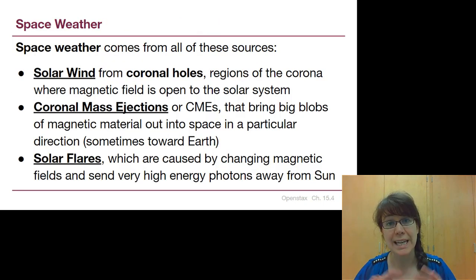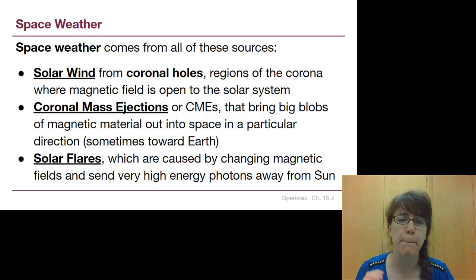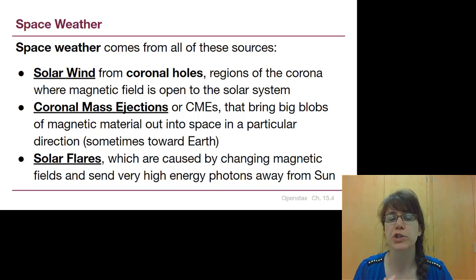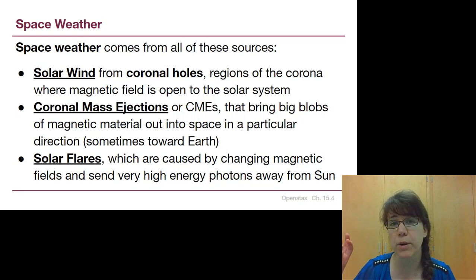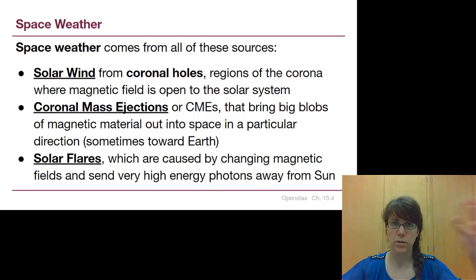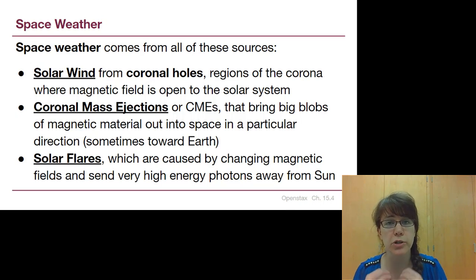So space weather, in summary, comes from three main sources. The solar wind, which we mentioned in the previous video, where the fastest parts of the solar wind come from coronal holes, which are regions where the magnetic field is open to the solar system and not in big loops. And so solar wind is from a very different part of the sun's outer layers than the other two. Coronal mass ejections are short-term bursts of physical material that's sent away from the sun. And solar flares are short-term bursts of just light particles, photons, that occur in active regions as well.